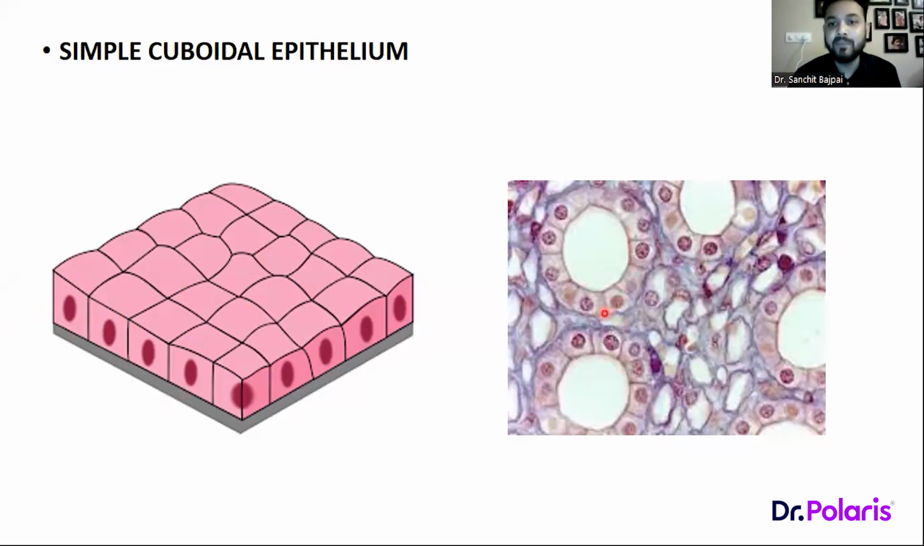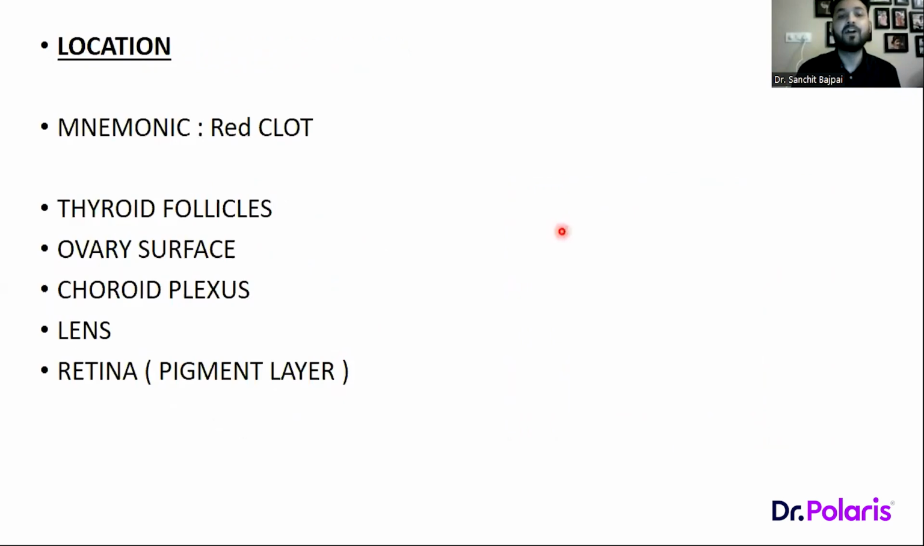Now just see this image inside a microscope, and you can see cells like this. Their nucleus is in the center, staining blue, and the height and the width are the same. And the cytoplasm is pink. This is a cuboidal epithelium. And you can see it is a single layer, so it becomes simple cuboidal epithelium. Correct? Fine.